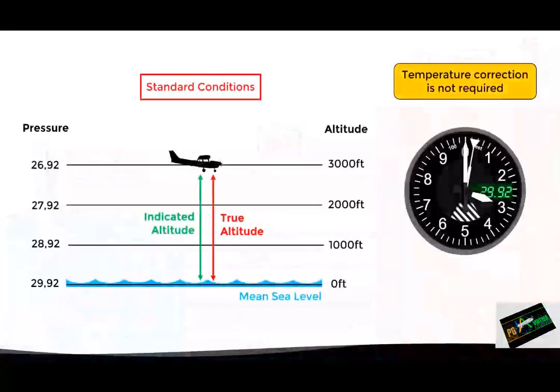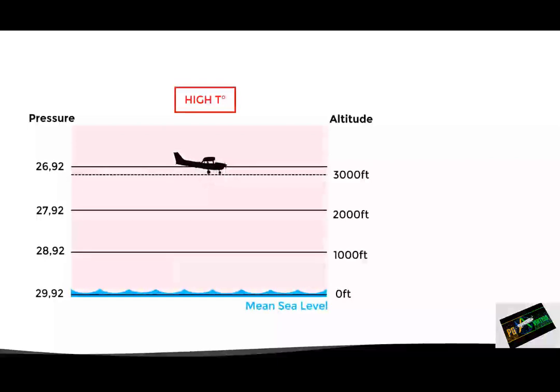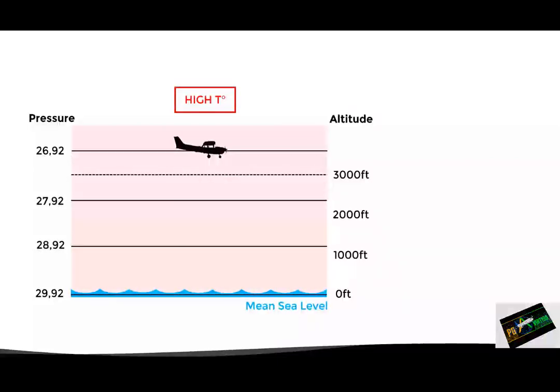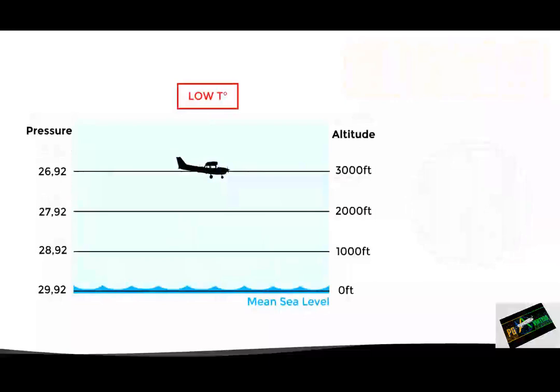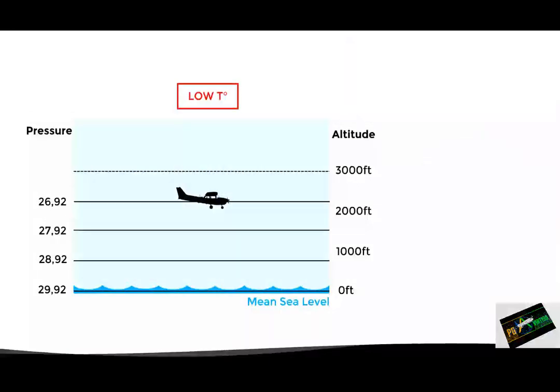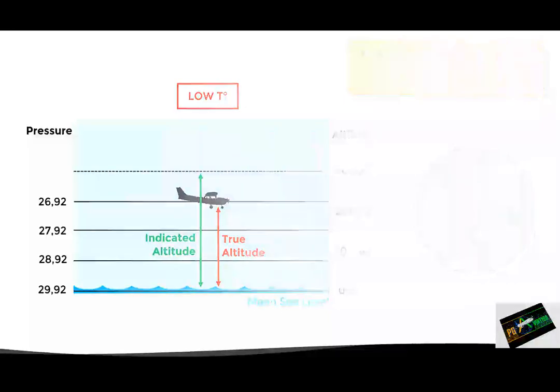This implies that under standard temperature conditions, the indicated altitude and true altitude will be the same, so a temperature correction is not required. But for example, if we are in high temperature conditions, the isobars will be further apart, and as we can see in this case, the true altitude is higher than the indicated altitude. The opposite happens if the temperature is low. In this case, the isobars will be closer together, and therefore, the true altitude will be lower than the indicated altitude.